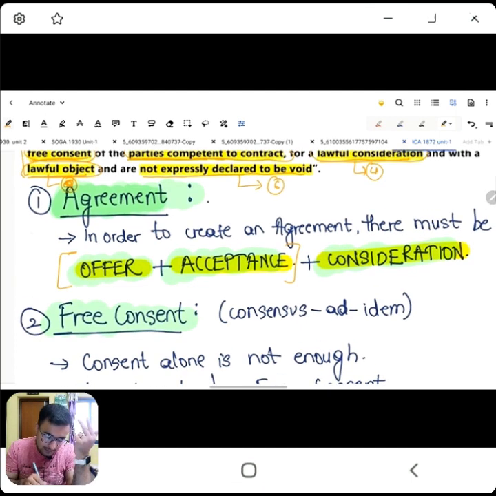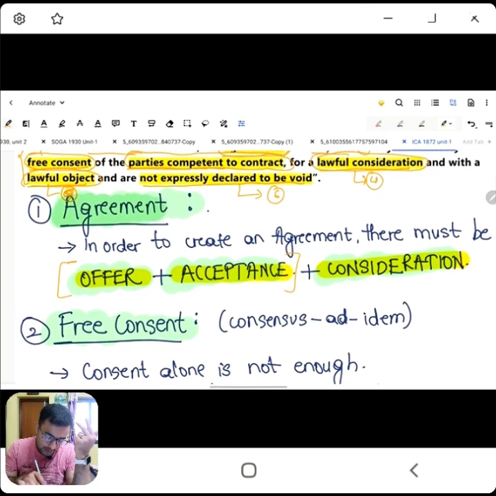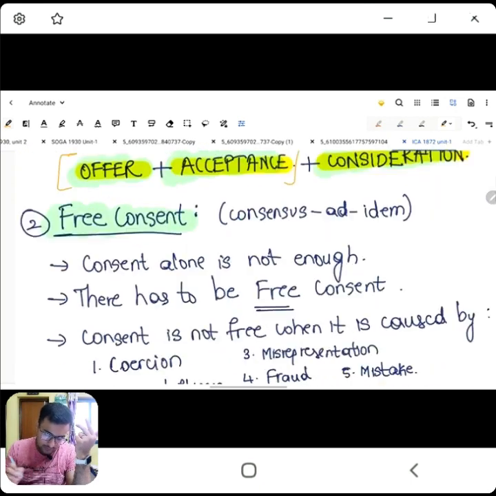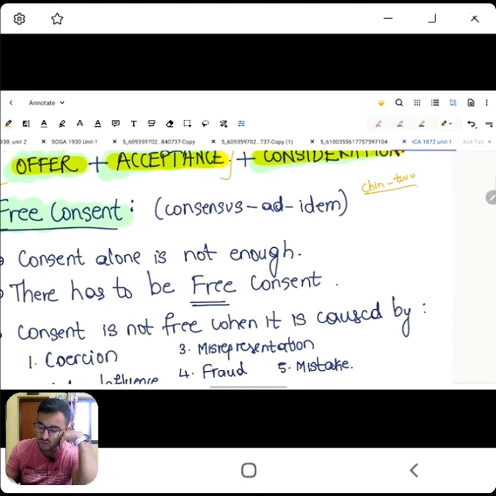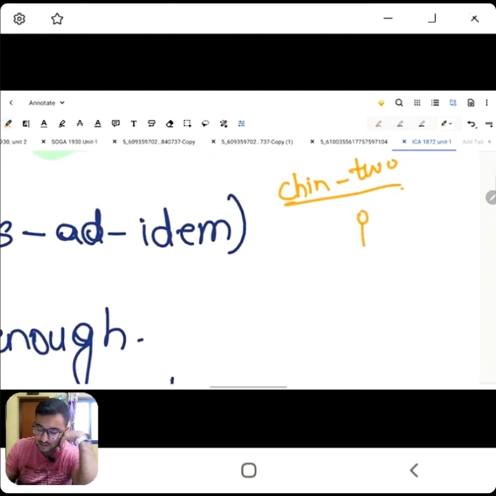This is point number one, right? Next, you're doing all of this. I gave you an offer that you purchase my lectures. Chintu is one of the students who wants to purchase lectures, okay?